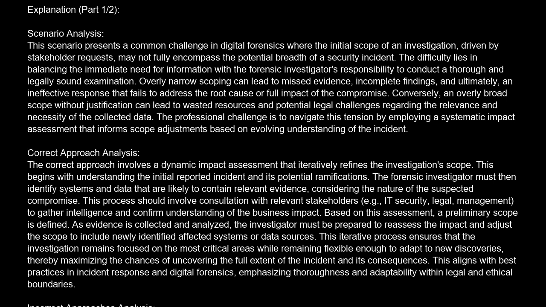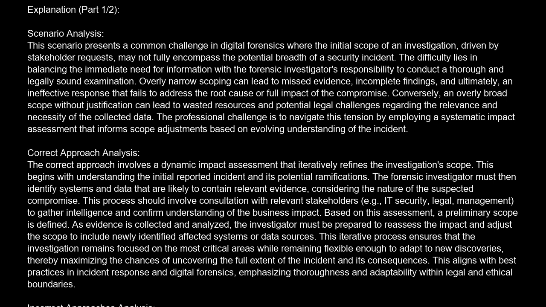As evidence is collected and analyzed, the investigator must be prepared to reassess the impact and adjust the scope to include newly identified affected systems or data sources. This iterative process ensures that the investigation remains focused on the most critical areas while remaining flexible enough to adapt to new discoveries, thereby maximizing the chances of uncovering the full extent of the incident and its consequences. This aligns with best practices in incident response and digital forensics, emphasizing thoroughness and adaptability within legal and ethical boundaries.